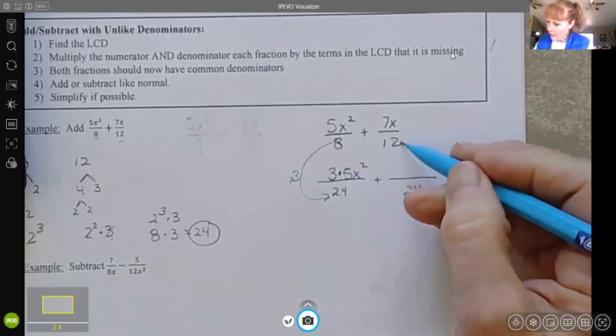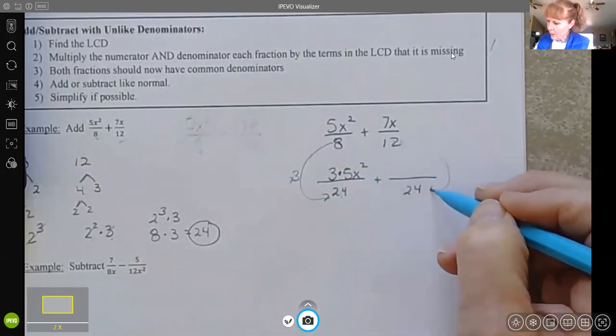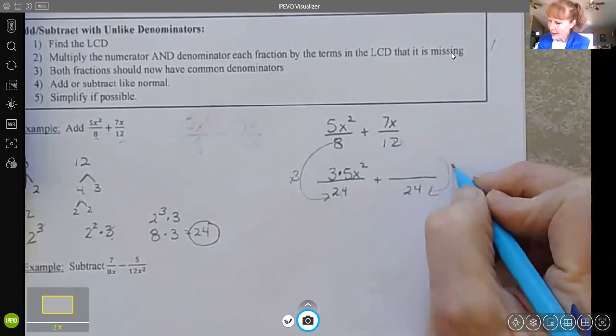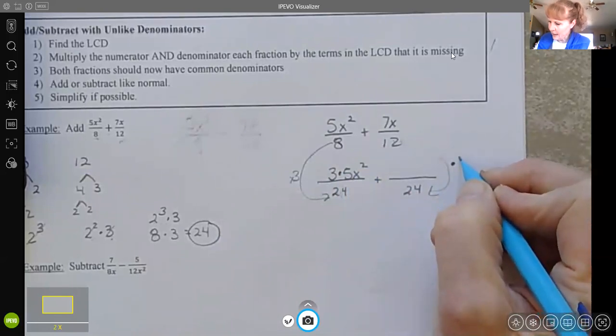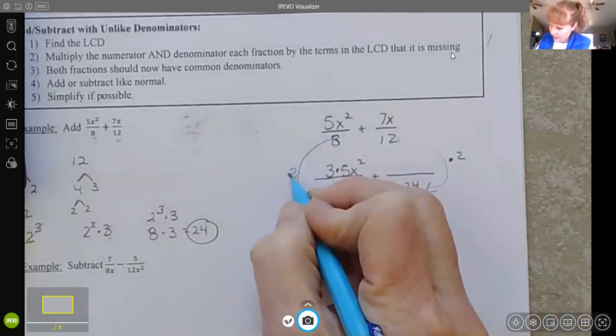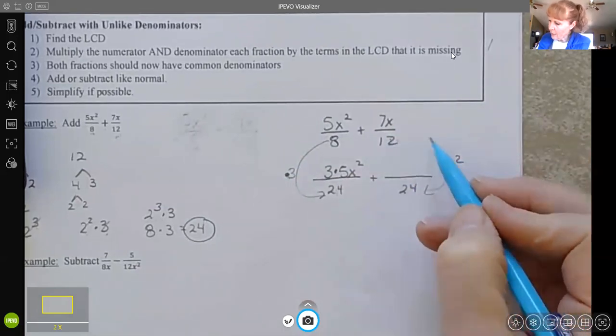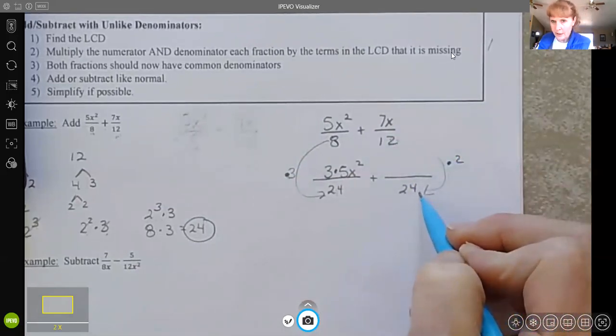Now you go to the 12. And if I have to go from 12 to 24, I multiply. I hate to use an X. I might use a dot instead, because otherwise if I use an X for a times, you think it might be an X. Okay. So I'm going to multiply the 12 times 2 to get to here.